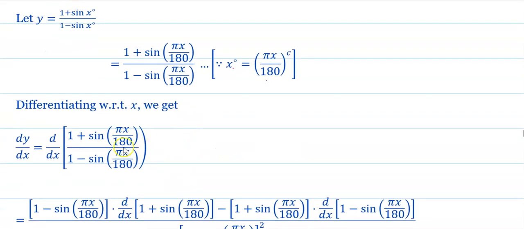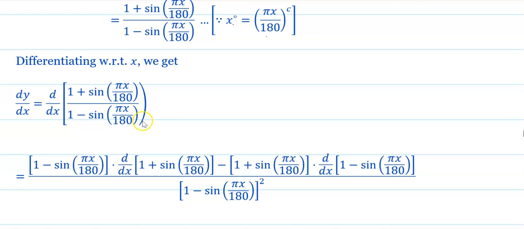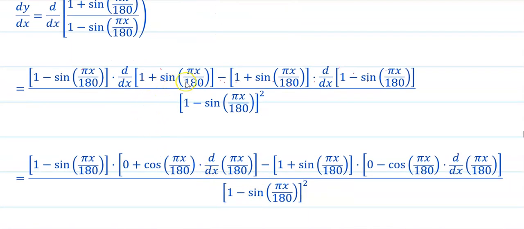Differentiate this with respect to x. पुन्हा इथे काय करणार तर quotient rule apply करणार. Okay. 1 minus sine of pi x upon 180 into ddx of 1 plus sine of pi x upon 180 minus 1 plus sine of pi x upon 180 into ddx of this 1 minus sine of pi x upon 180 means what? V into derivative of the u minus u into derivative of v upon v square. Okay. आता याचा derivative फक्त derivative of 1 is 0. This term is as it is.